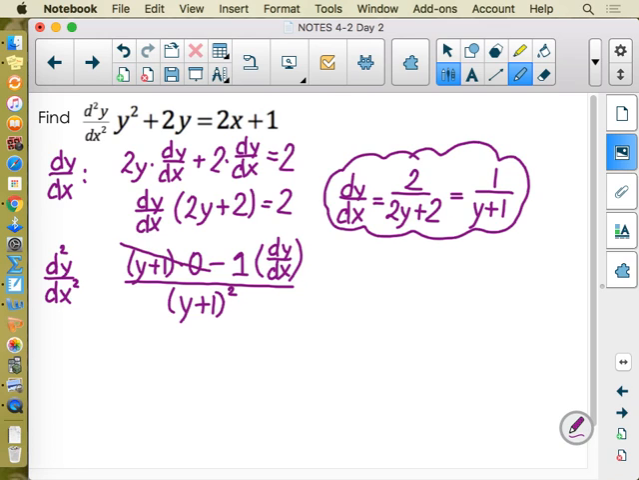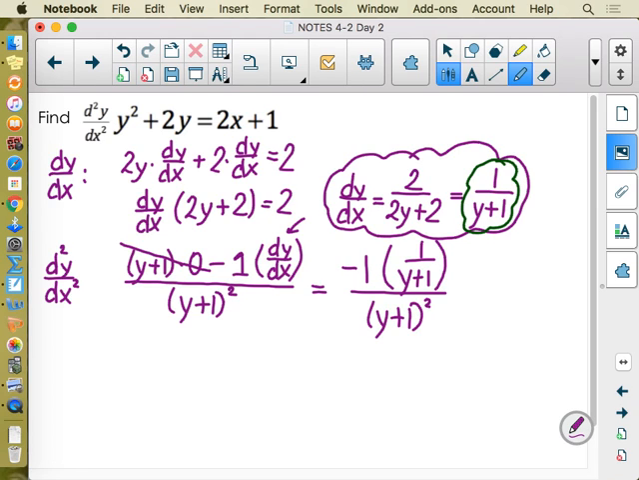This zeroes out, so in the numerator I am left with a negative 1 multiplied by the derivative of y with respect to x, all over this. You say, well, what do I do? I can't just leave that. You don't, so we need to go back to the fact that we know what dy/dx is. dy/dx is 1 over y plus 1. So I can take that and substitute that in right here. So when I do that, I'd have negative 1 over y plus 1, all over y plus 1 quantity squared.